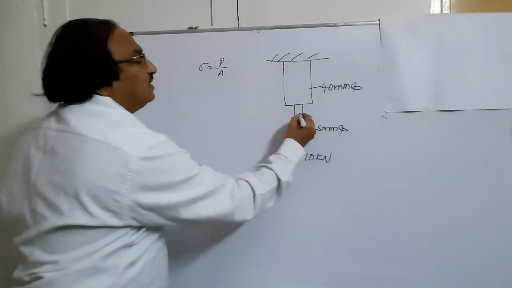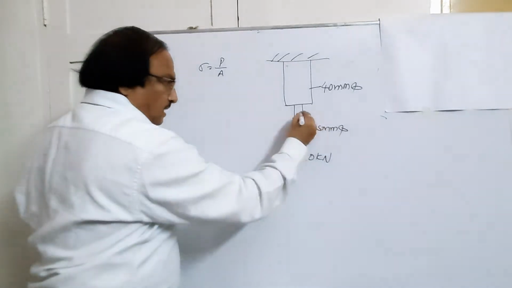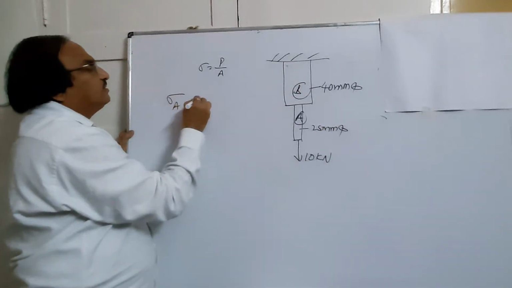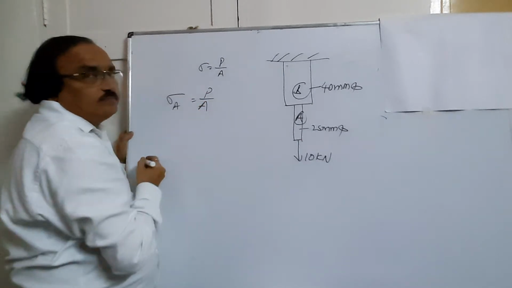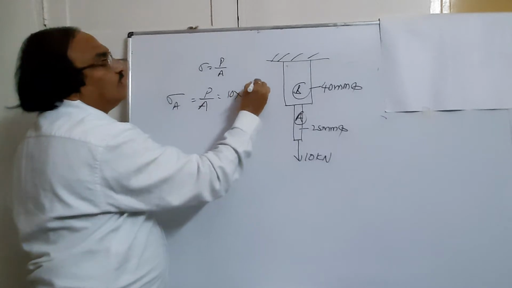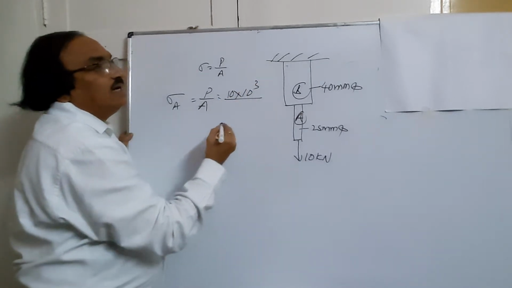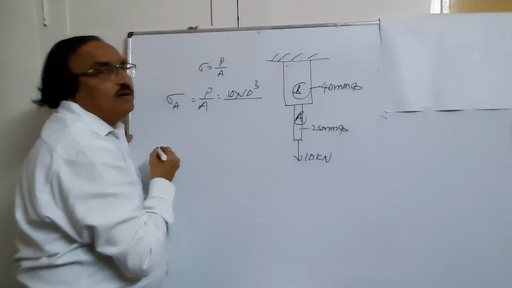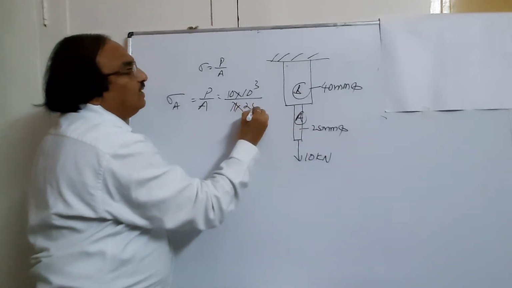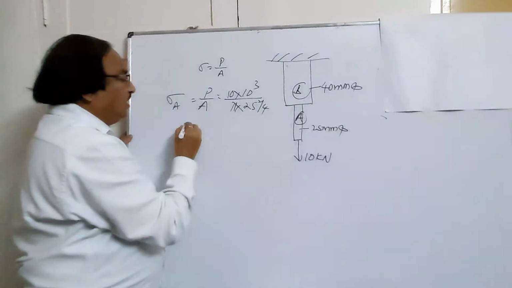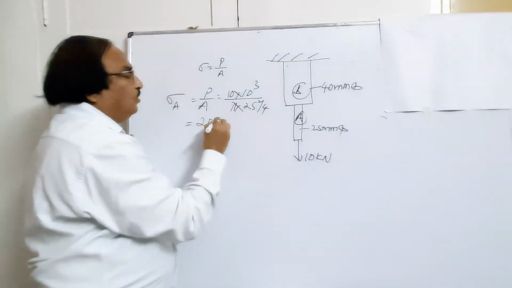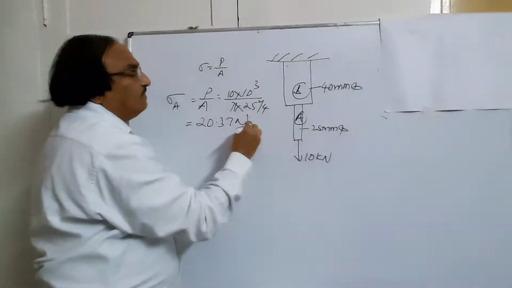So if I call this portion A, and this portion B, stress in portion A is load by area. Load here is 10 kilonewton, so convert it into Newton. Circular area is given by pi d squared by 4. So pi into 25 squared divided by 4. If you simplify this, you get stress in A as 20.37 Newton per mm square.